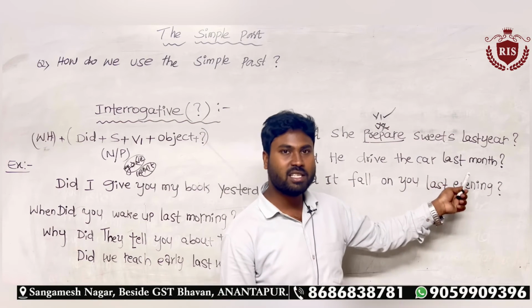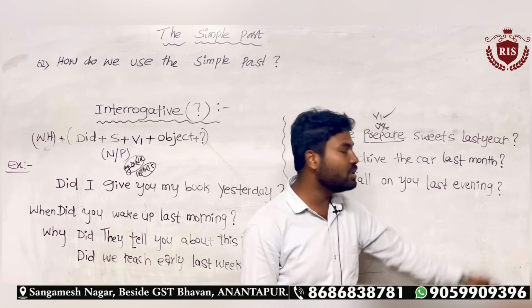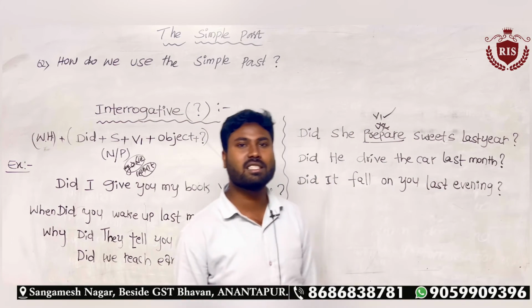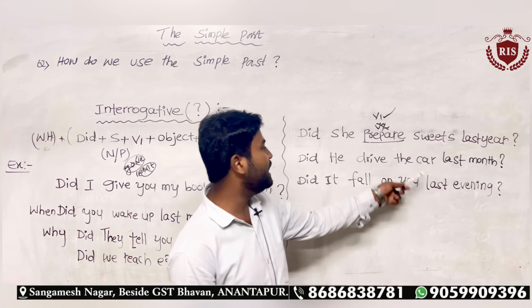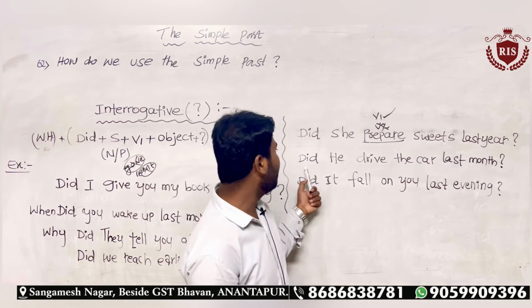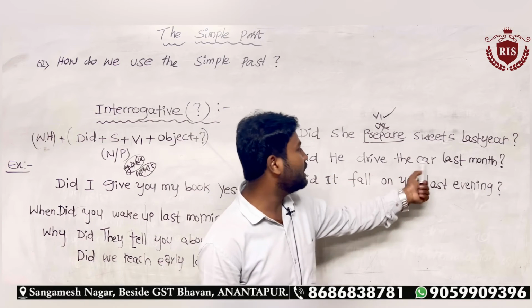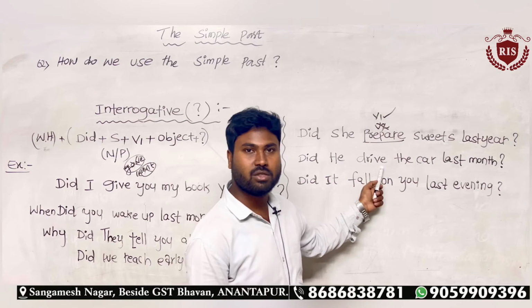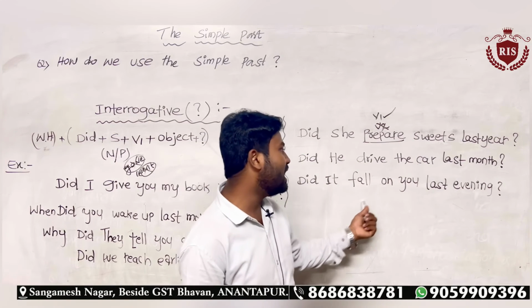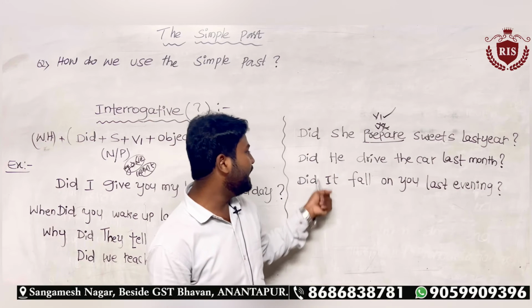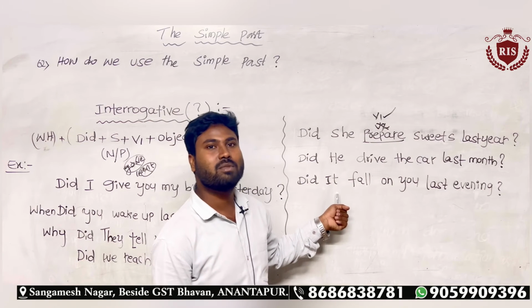The car last month is the object, and last month is a keyword in the sentence, which can help you to identify that the sentence is in the simple past. Okay. Did he drive the car last month? I hope everyone has understood this. Next, let us move to the last example, where we have used it as a subject.